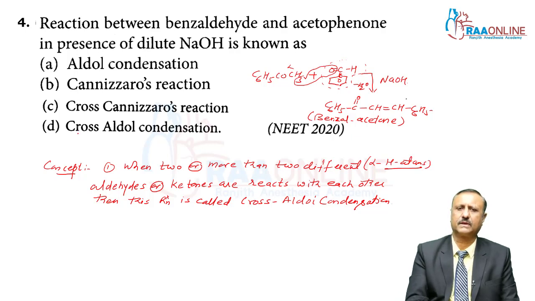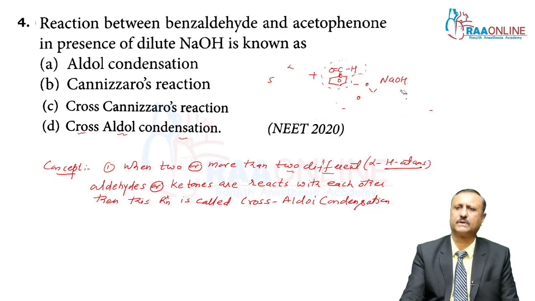In cross-aldol condensation, this is the concept in which alpha hydrogen atoms are present and two different aldehydes or ketones react. Here, in which a ketone and an aldehyde react, if one is an aldehyde in which alpha hydrogen is absent, the reaction goes to the Cannizzaro reaction. This is the Cannizzaro reaction. So you can say that in the Cannizzaro reaction, one molecule is formed as alcohol and another molecule is formed as aldehyde.